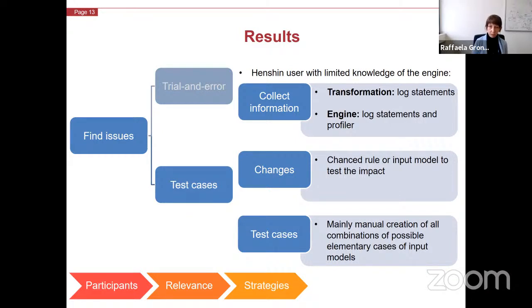Then he manually changed the transformation rule or the input model used in order to test the impact of these changes and therefore analyze the performance of his transformation. And he also carried out performance tests for which he mainly manually generated all combinations of possible elementary cases of input models. Here again, we can see that there's a lot of manual work to do in order to analyze the performance of your transformations at the moment.